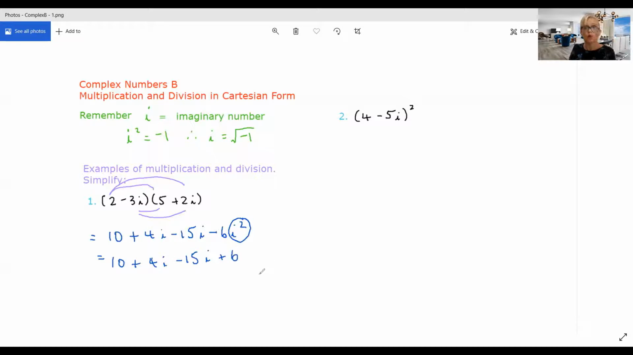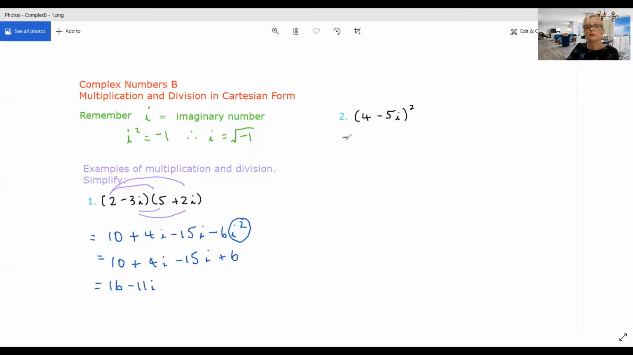Now we're at the point where we can just add up our real parts. So we get 10 plus 6, which is 16. And collect our imaginary parts. We've got 4i minus 15i, which is -11i. So that's a relatively simple process as long as you understand how to expand and as long as you just remember the fact that i squared is -1.